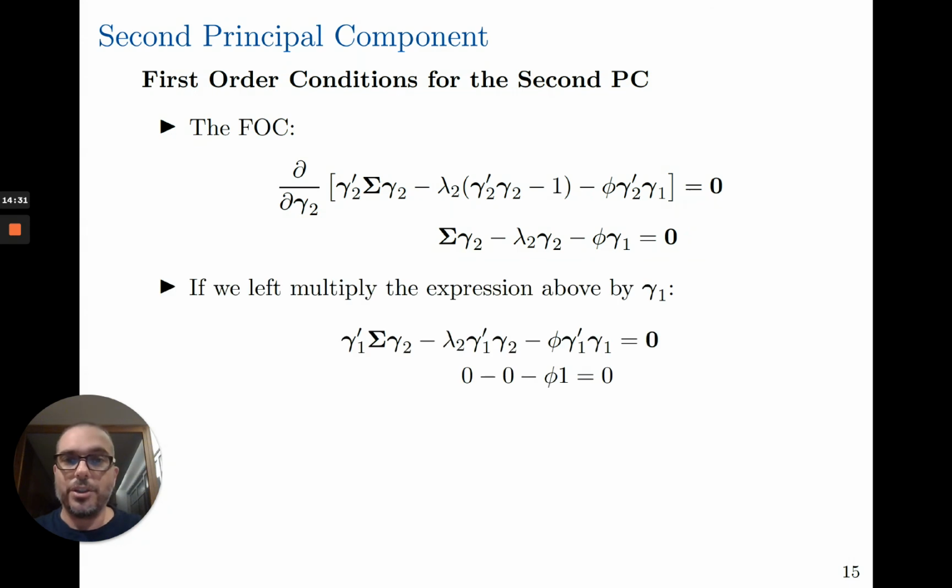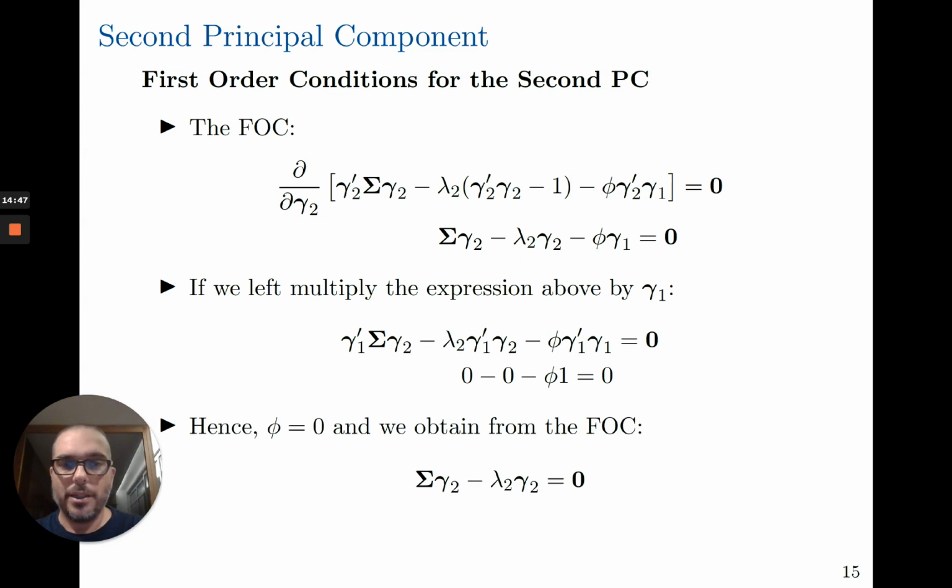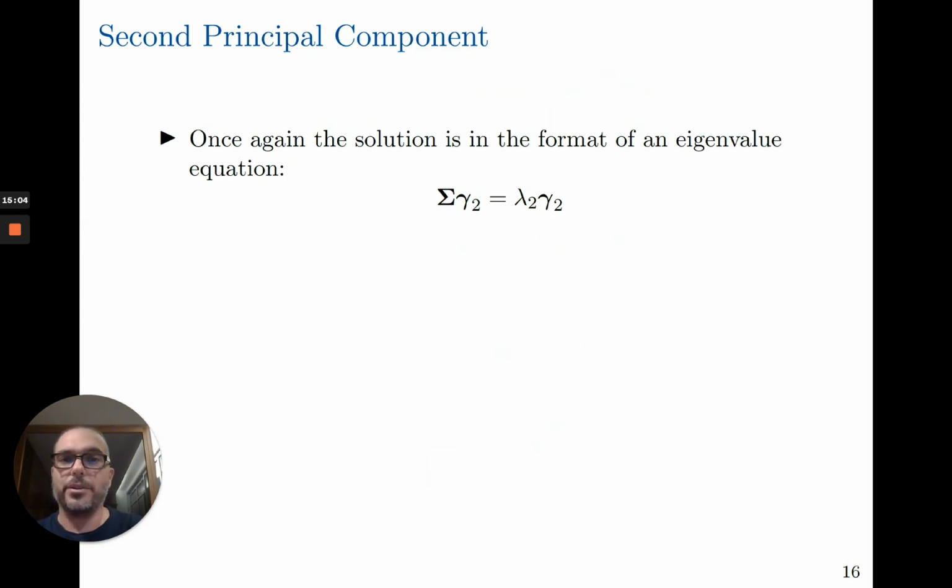We take the first order condition. We left multiply the above equation by gamma 1, and we get this equation here. So basically, we need that phi to be equal to 0, and what we obtain from the first order condition is this expression here. Okay? Again, another eigenvector equation. So again, the solution is an eigenvector eigenvalue equation.